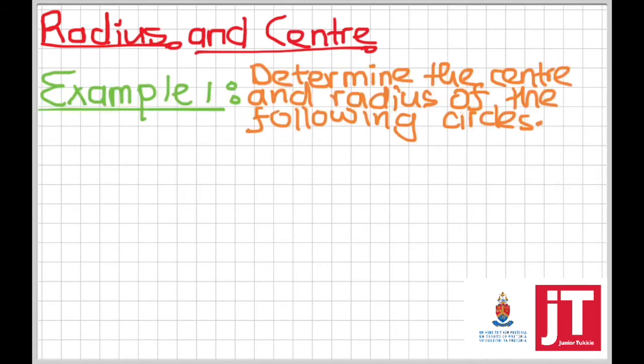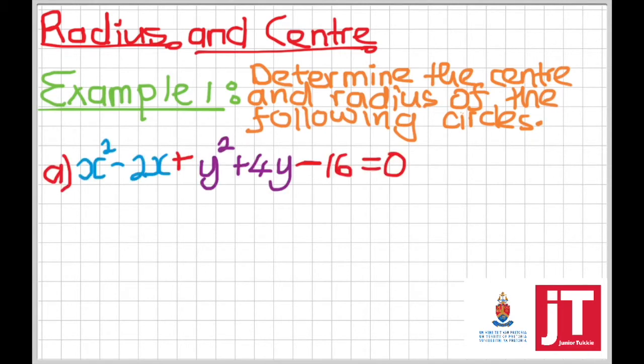So we're going to look at the first example, which reads as follows. Determine the center and radius of the following circles. Part A. You're given a circle with the equation x squared minus 2x plus y squared plus 4y minus 16 is equal to 0. So in order for us to do that, we need to complete the square in terms of x. I'm reiterating, complete the square in terms of y as well.